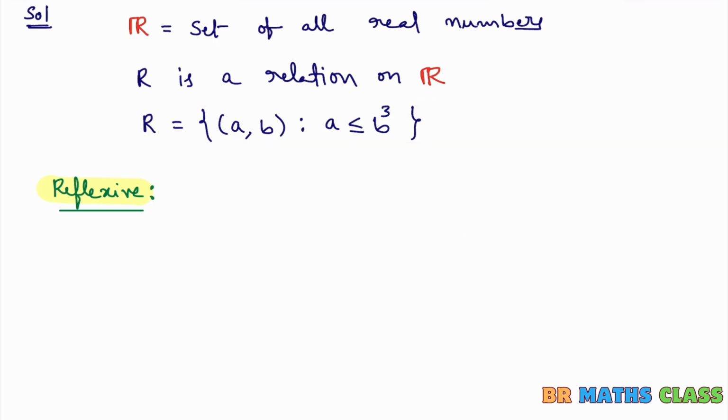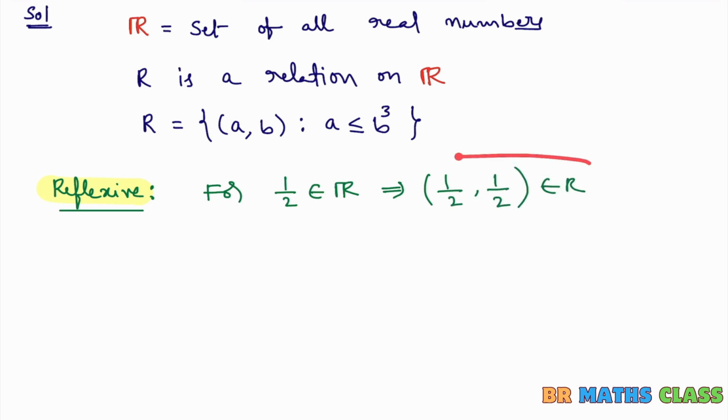Here I'll try to find one example which does not satisfy this condition. I'll take 1/2. Is 1/2 a real number? Yes, 1/2 is a real number. Now I'll check whether the ordered pair (1/2, 1/2) is in this relation or not. First point, 1/2 is a real number. Now, is this ordered pair satisfying this condition or not? You substitute, in place of a you write 1/2, and in place of b also you write 1/2.